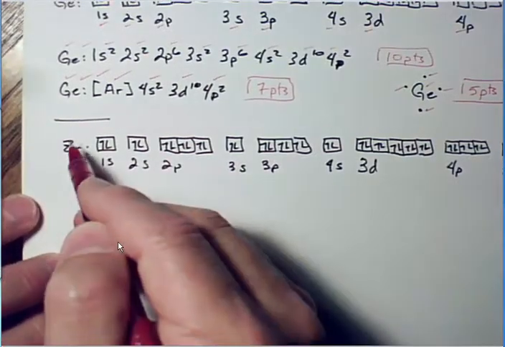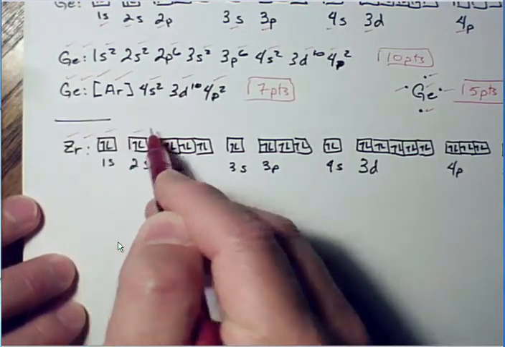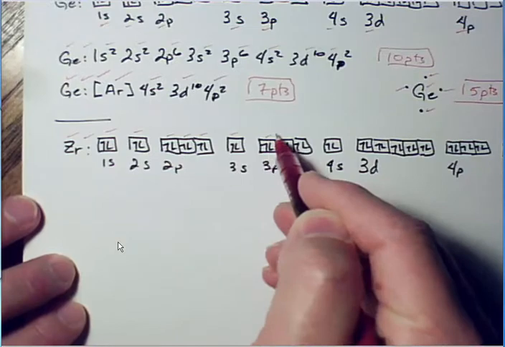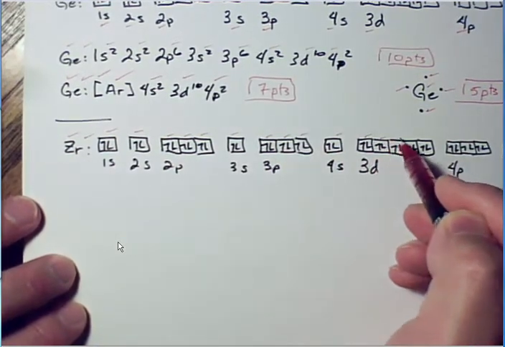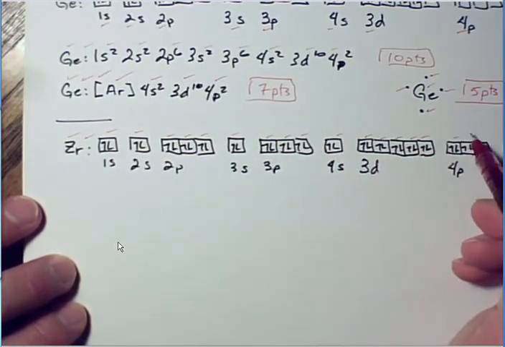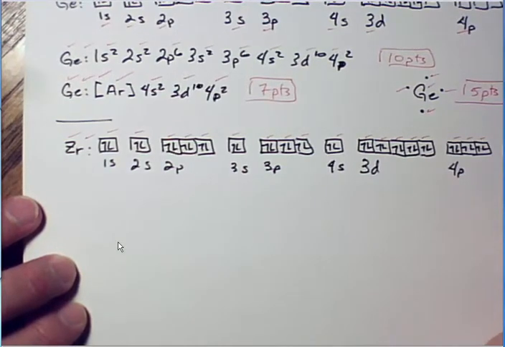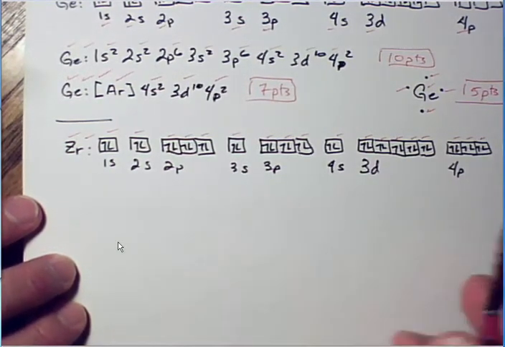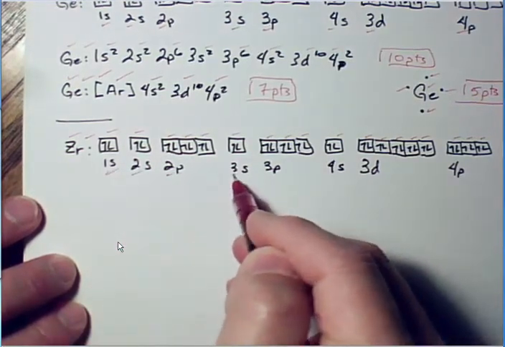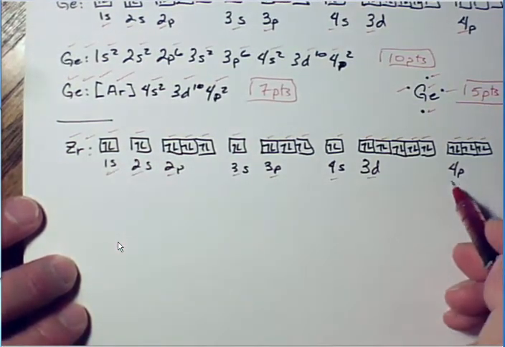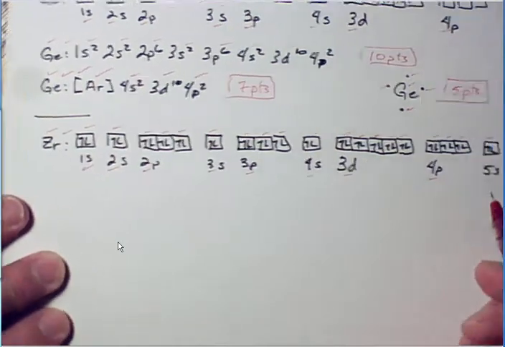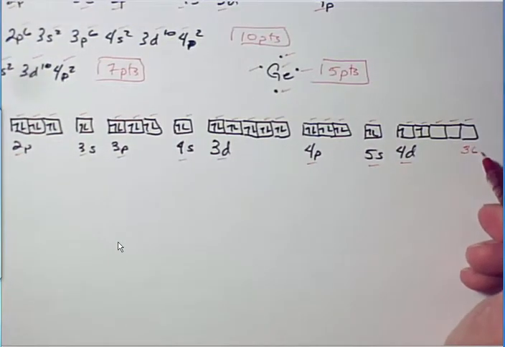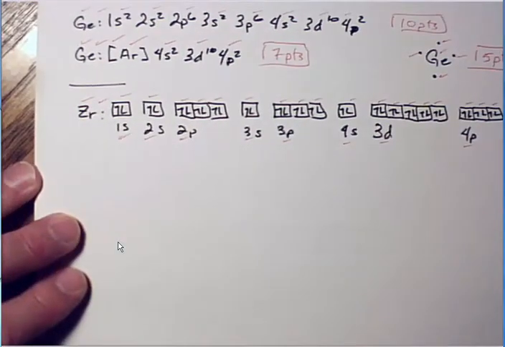Okay? All right. 1, 2, 3, 4, 5, 6, 7, 8, 9, 10, 11, 12, 13, 14, 15, 16, 17, 18, 19, 20, 21, 22, 23, 24, 25, 26. Yes, those empty boxes count points. 26, 27, 28, 29, 30, 31, 32, 33, 34, 35, 36 points for this part of the problem. Okay?